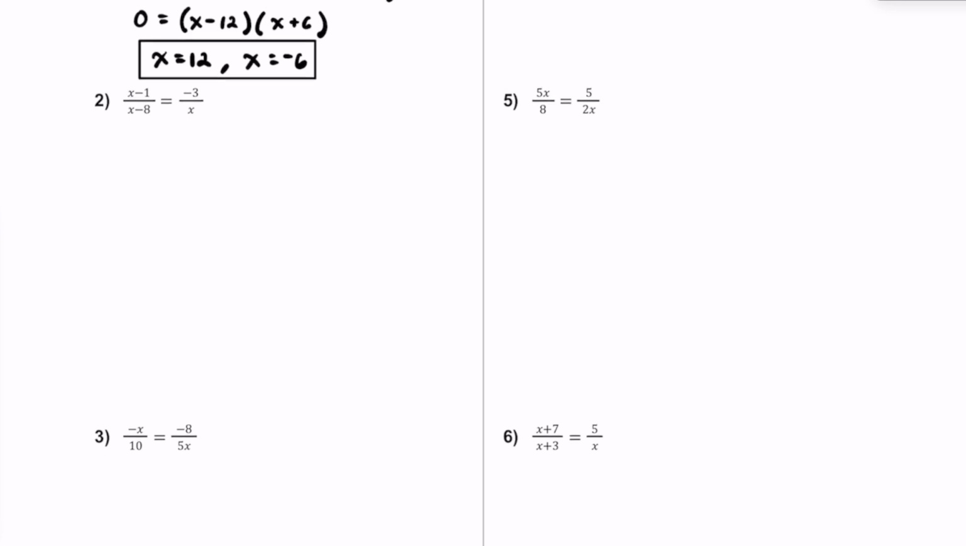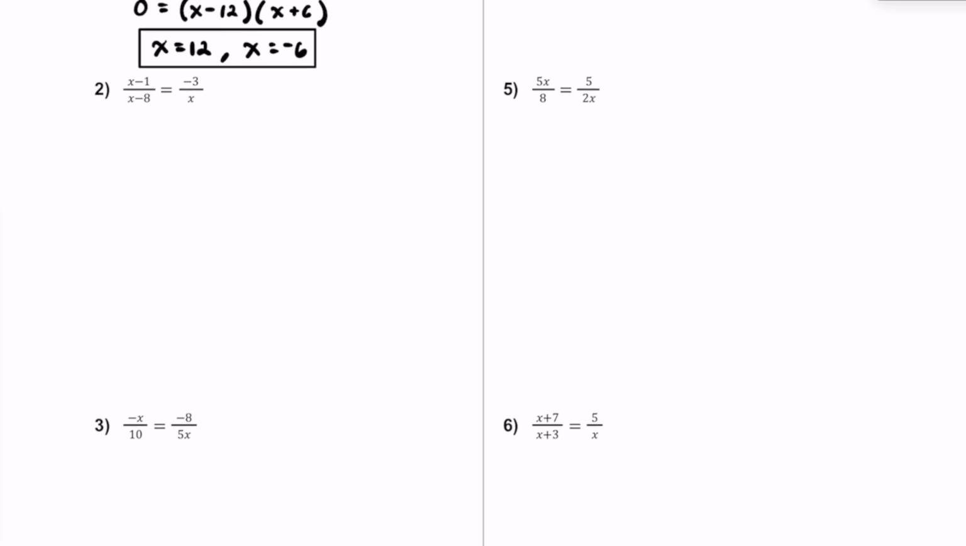All right, let's check out number 2. So for number 2, let's jump right into using cross products as well. So let's go ahead and just multiply them. Doesn't matter which one you write first. So it's going to be x multiplied by this x minus 1. That's one cross product. The other one is going to be negative 3 multiplied by the quantity of x minus 8.